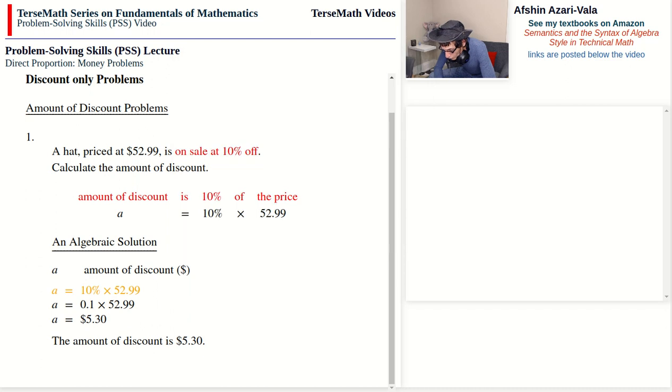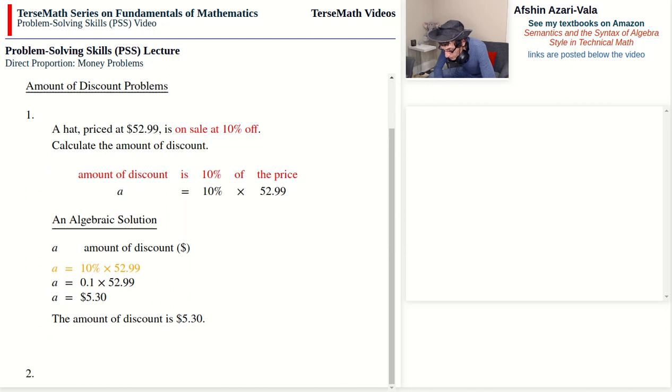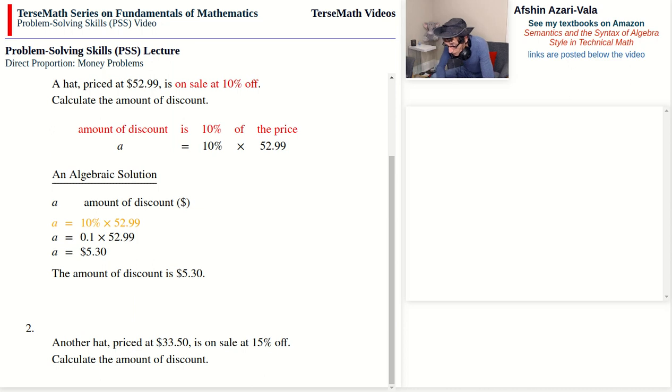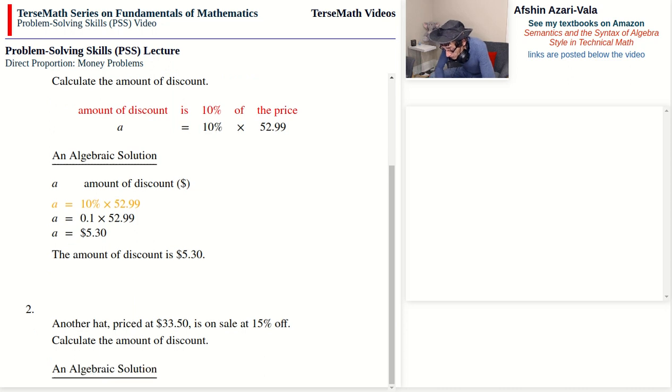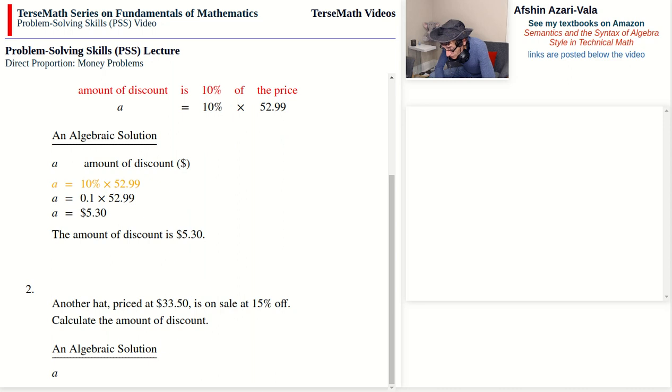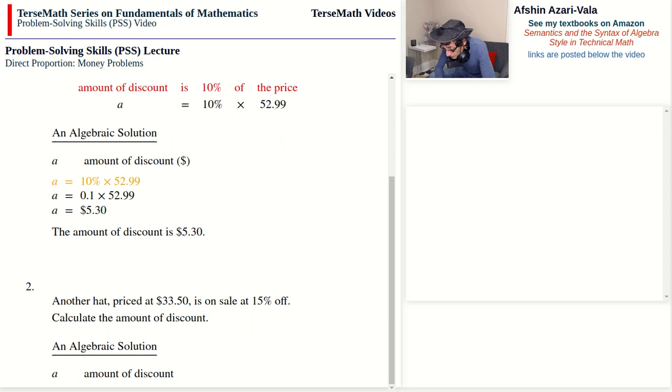All right, to get a bit more practice, let's take a look at problem number 2. Another hat, not this one, priced at $33.50 is on sale at 15% off. Calculate the amount of discount. Now in this case, I will convert the percentage to a decimal before I make my equation.